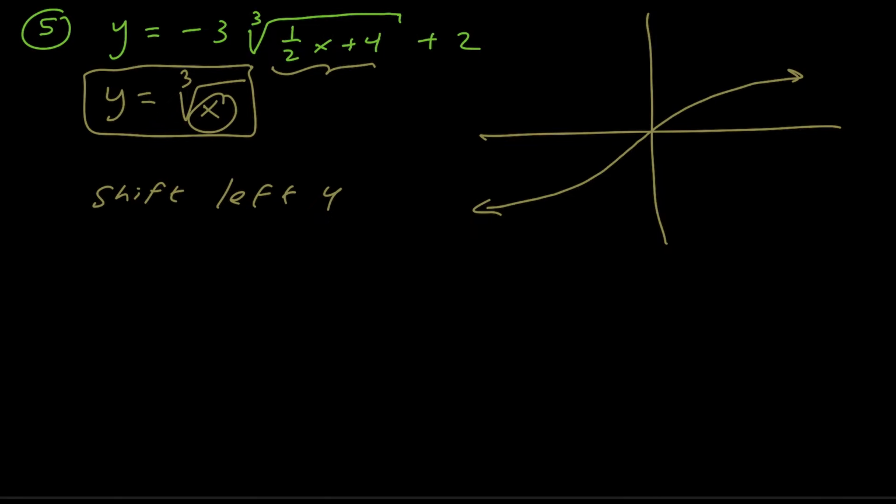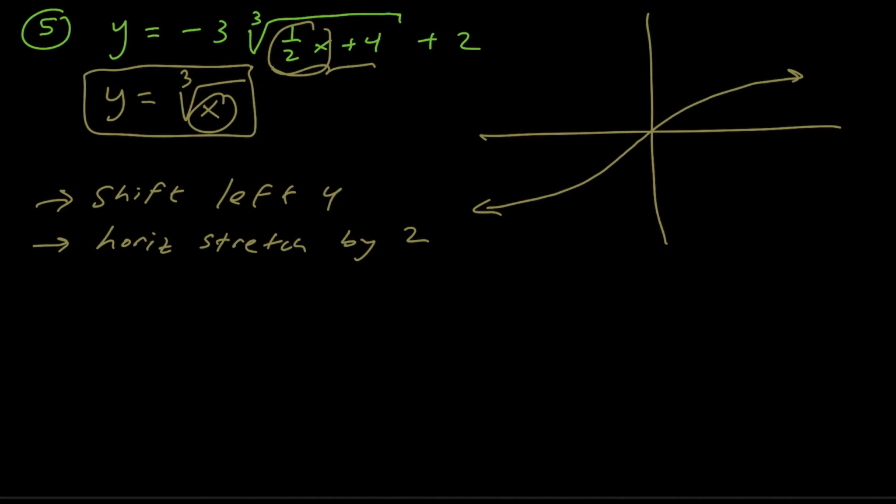And remember, it looks like +4, but when it's grouped with the x like that underneath that cube root, it's going to have the opposite effect. It's actually going to shift the graph left 4. The 1/2 now, the 1/2 x, again, that's grouped with the x, it's multiplied by the x, it's going to have the reciprocal effect. So it's actually going to be a horizontal stretch by a factor of 2, not 1/2, but 2.